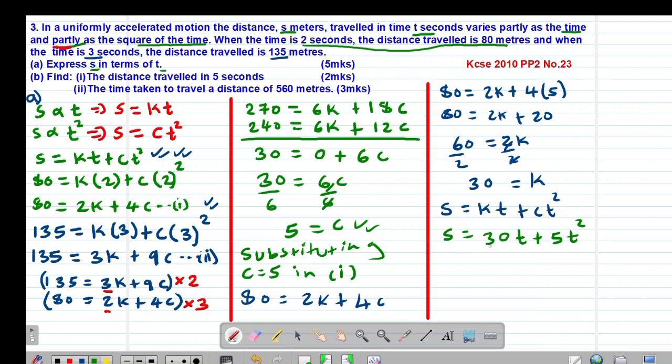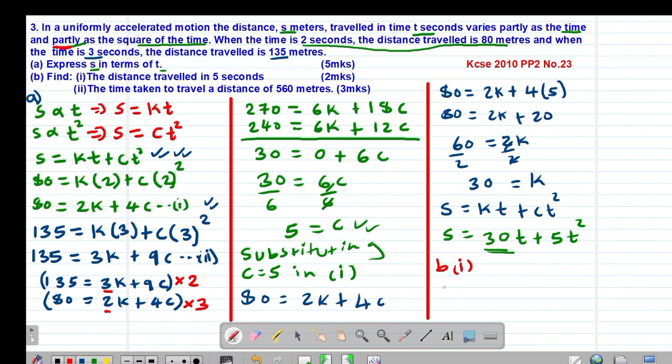The other way they can ask this question is that you can either be told to express s in terms of t, or you simply find the equation connecting s and t. So this is the equation connecting those two. Then we are going to move to part B Roman 1 of the question. In B Roman 1, they want us to find the distance traveled in 5 seconds. So I'm simply going to substitute in the equation.